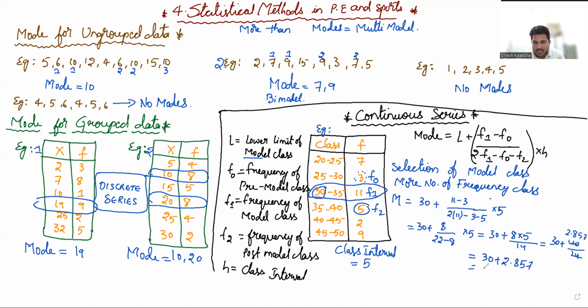So what is the final answer? The mode of the given data is 32.857. So this is the mode of the given data. This is how we calculate it for a continuous series of grouped data. With this, we are done with the measures of central tendency: mean, median, and mode. In the next video, we'll see measures of variability, deviations.